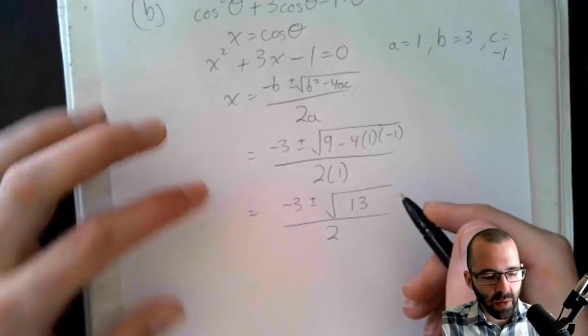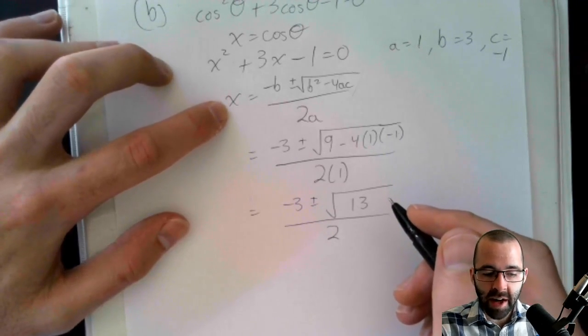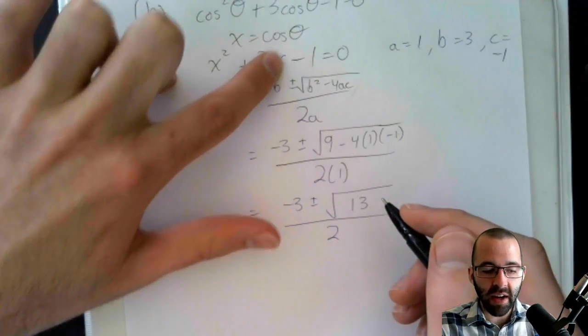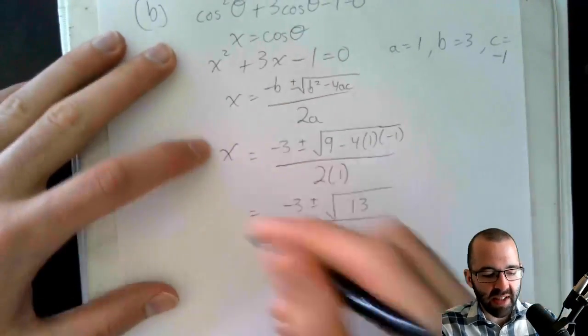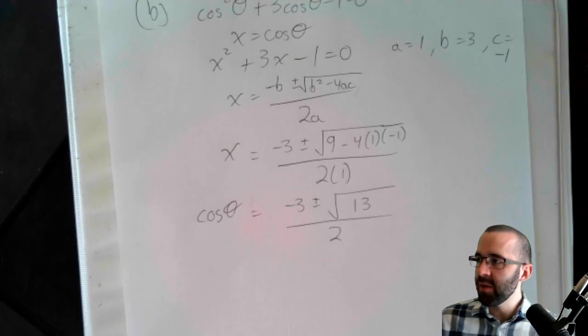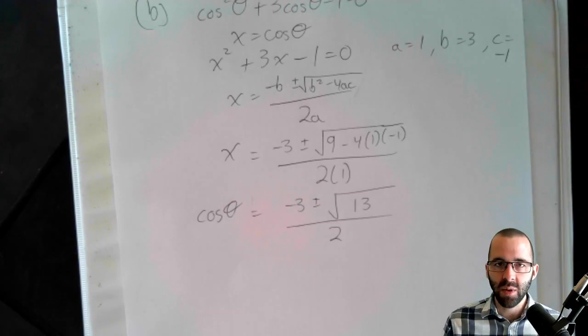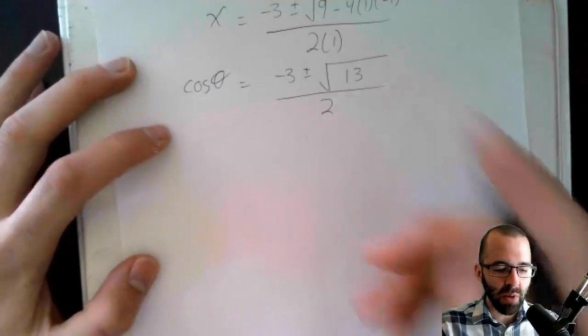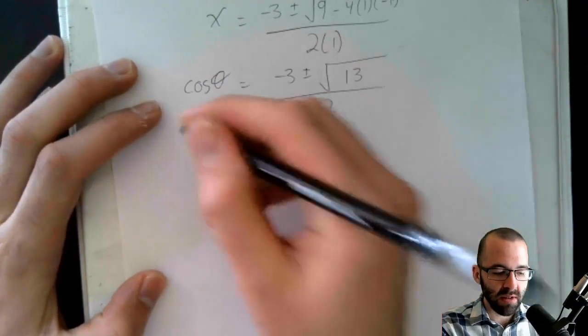So we're going to need to approximate. Again, this is x. We don't really care about x, we care about theta. X is the same as cosine of theta, so we could just replace the x with cosine of theta if we wanted. And just like before, we have two solutions to this equation, so we're going to split, just like in the previous example, into two equations.